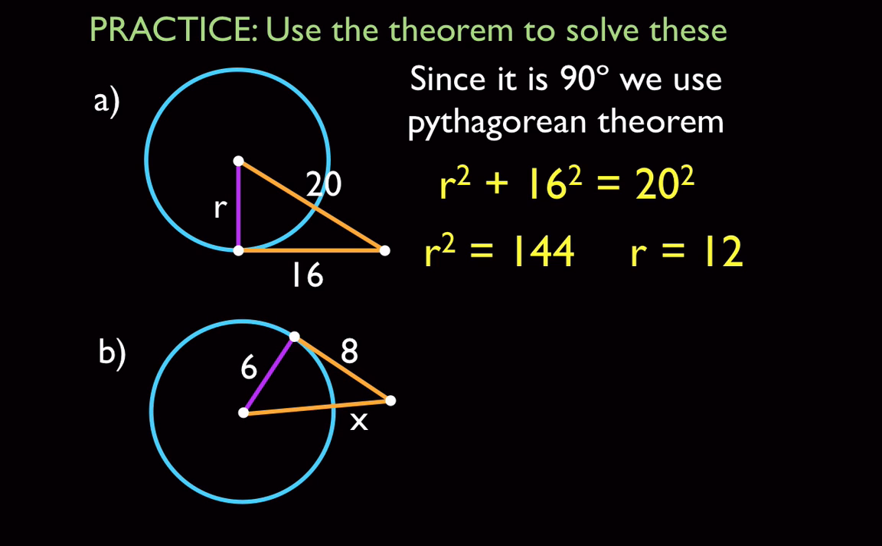Looking at our second example, again, you can see we're going to have to notice, hey, wait a second, if that's a tangent line, therefore it's a right triangle. When it's a right triangle, I can go from there. That x does not represent the whole part. The x represents only the outside. So from here, we're going to go 6 squared plus 8 squared equals x plus 6 squared.